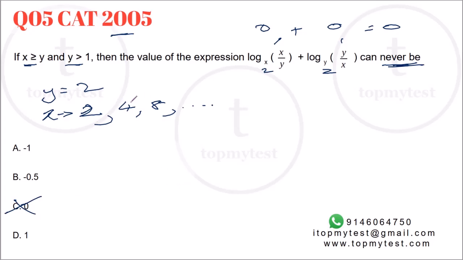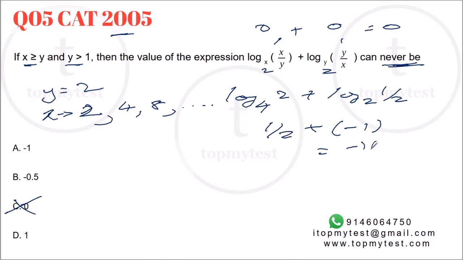Let's try to plug in 4 in this. Let's see what happens if we plug in 4. If you plug in 4, what you will get is log to the base 4 of 4 by 2, which will be 2, plus log to the base 2 of 2 by 4, which will be half. So this will be half plus -1. So this is minus half. So -1, minus half is also achieved.